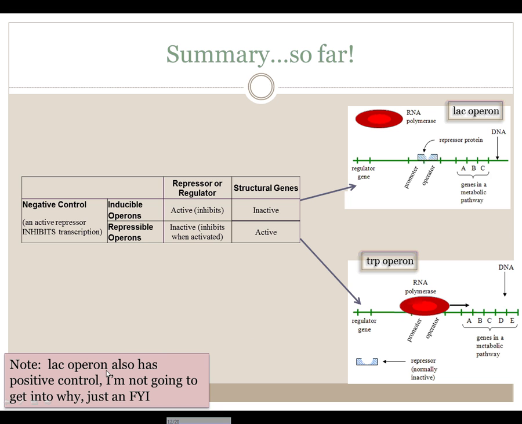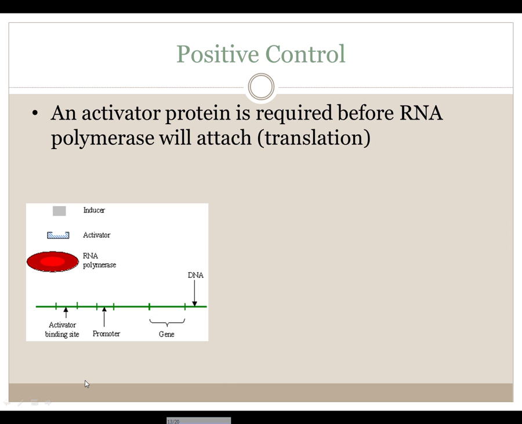One thing I do want to mention is that if you hear negative control over here, negative control is where an active repressor inhibits transcription. Well, there is also positive control. The lac operon can do positive control. I'm not going to get into those details, but I just want to throw that out there, because if you took AP, you probably learned about that one. We are going to talk about positive control, but in a different light. Again, our goal is to understand the GFP lab, and we need to understand positive control.